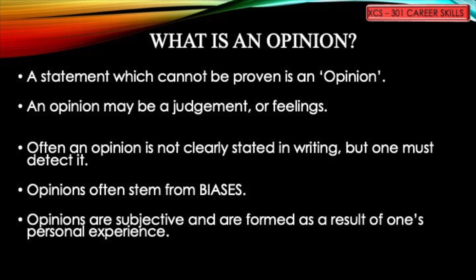An opinion may not be true even if the author wants you to believe it. If it cannot be proved, you should know that it is not a fact. Often an opinion is not clearly stated in writing, but one must learn to detect it. Opinions often stem from biases. Now, what are biases? Biases are personal and preconceived beliefs. It is literally prejudging or making up one's mind about something or someone before you know the relevant facts. It often results from generalizations or ignorance of facts. In other words, bias is the unstated point of view of an author that a reader must detect. So, biases are where opinions come from.